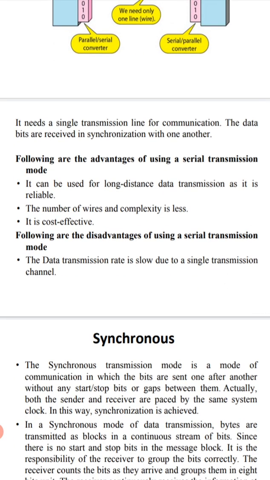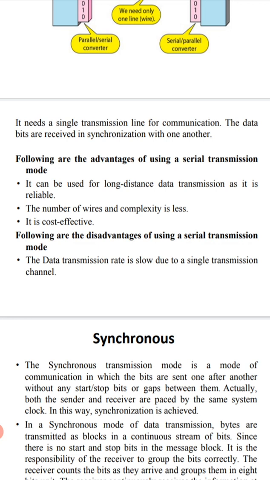Then what are the advantages of serial transmission mode? It can be used for long distance data transmission as it is reliable. The next advantage, the number of wires and complexity is less. Then third one, it is cost effective. The disadvantage of serial transmission mode is the data transmission rate is slow due to a single transmission channel.